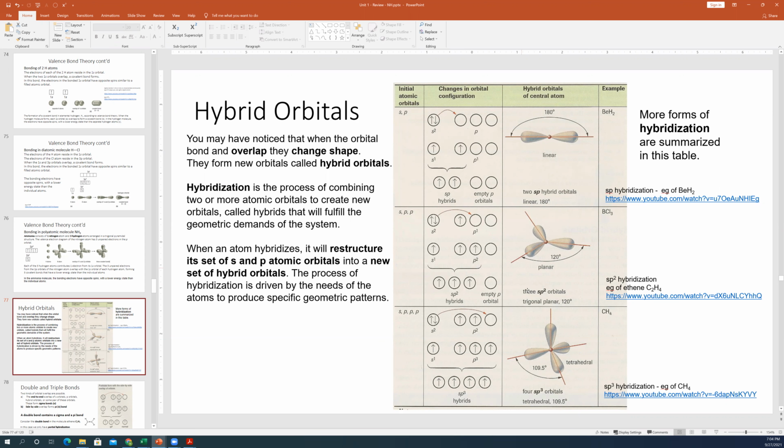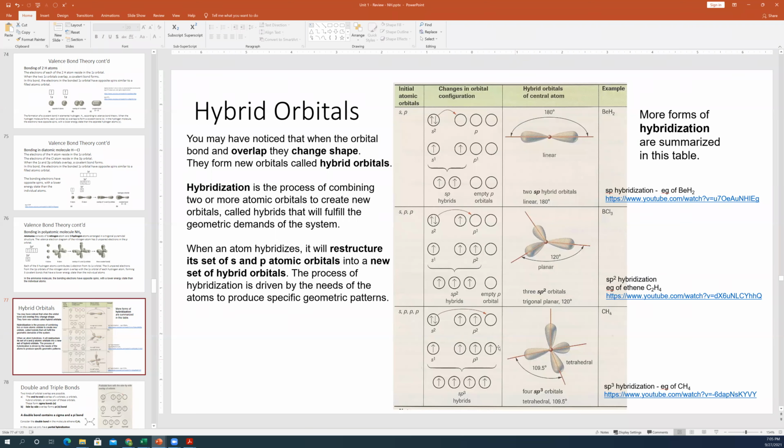Or if you had 3 balloons, so 3 sp2 orbitals, and you tried to tie these 3 balloons together, you would find that your 3 balloons will adopt a very similar geometry. Each of them will be 120 degrees away from each other, and they would all lie in a flat planar fashion with 120 degrees angle in between them. So here in this case, you will have 3 sp2 orbitals forming. Here you had 2 sp orbitals forming.